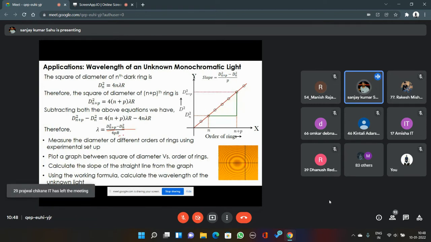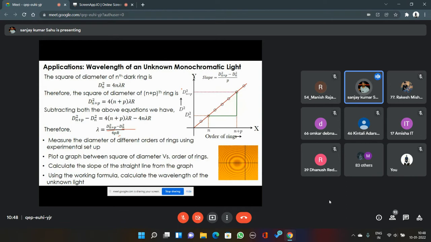to find the value of the wavelength. Now the general procedure for this experiment is not to find the diameters of just two dark rings. We measure the diameter of all successive dark rings. If you measure the diameters of all dark rings and plot a graph of dn square against the order of the ring, first order, second order, third order, then you will get a straight line, whose y-axis is dn square and whose x-axis is n, the order of the ring.